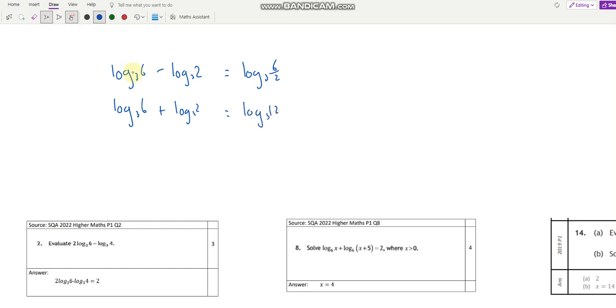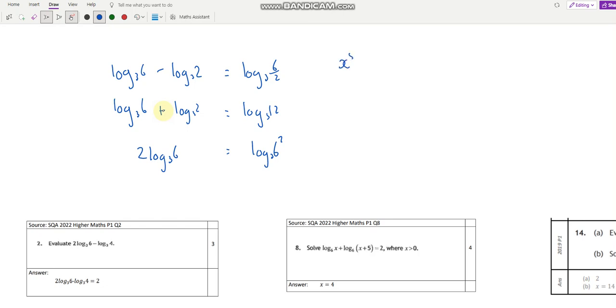That becomes 12. And the last rule you want to know is if I've got, say, 2 log base 3 of 6, I can rewrite that as log base 3 of 6 squared. So I can bring this number up to the front. Okay, so it's very similar to your indices rules.